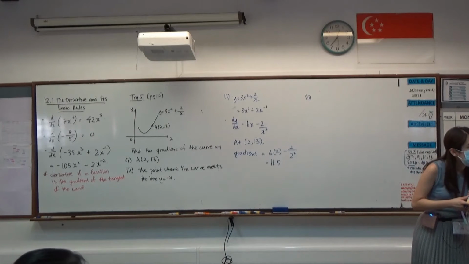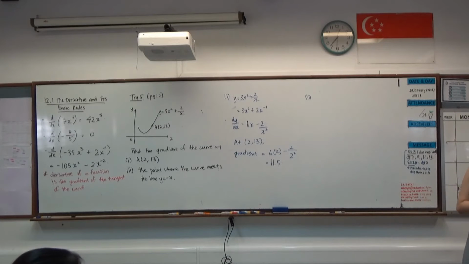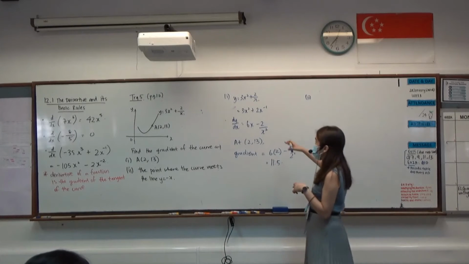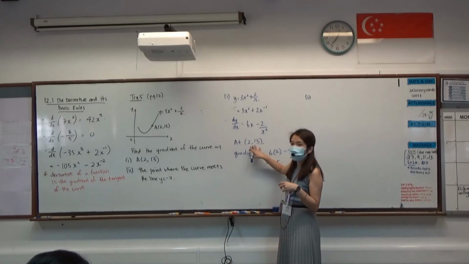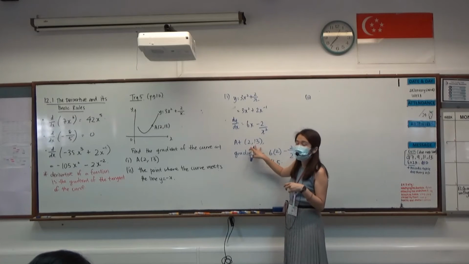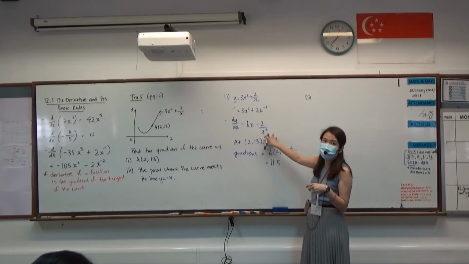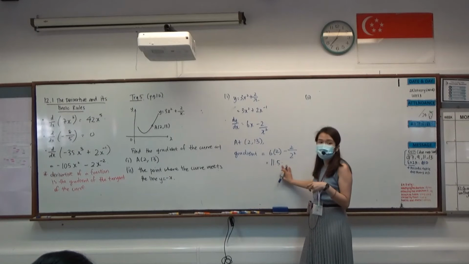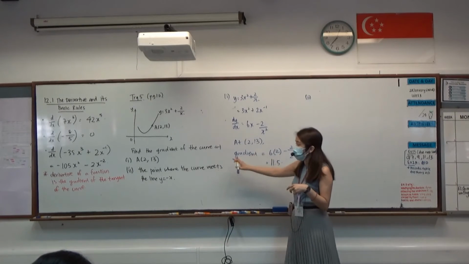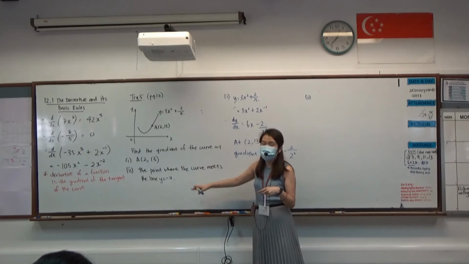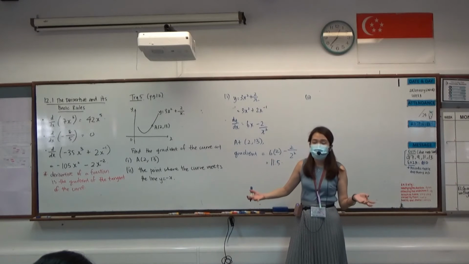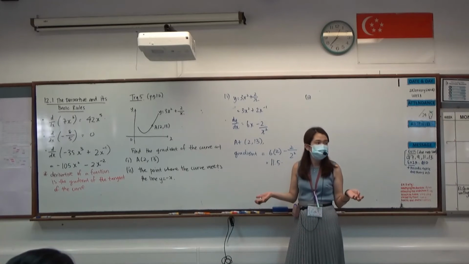Okay, so we saw that in part 1, we needed to know where is the point first, right? Then we can substitute it into our dy over dx. Then we can get the gradient value. So the crucial thing over here is we must know where is that point. So how do we find that point? Yes, Joseph?